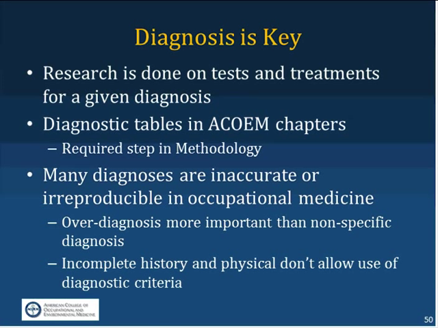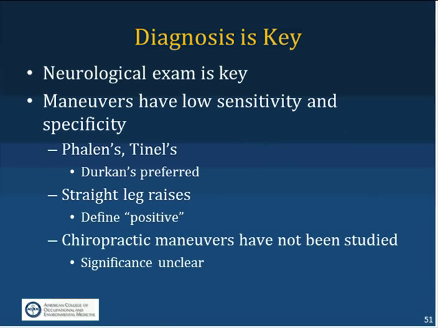As some of you are probably aware, diagnoses tend to be very inaccurate and not reproducible in occupational medicine, I'm sorry to say. But if you've done enough chart reviews, you'll see this a lot. If you don't have an accurate history and physical so that you can use the diagnostic criteria, you're kind of stuck. And if the diagnosis is wrong, you're going to go down the wrong pathway. In a lot of what we deal with, the neurological exam is absolutely key.